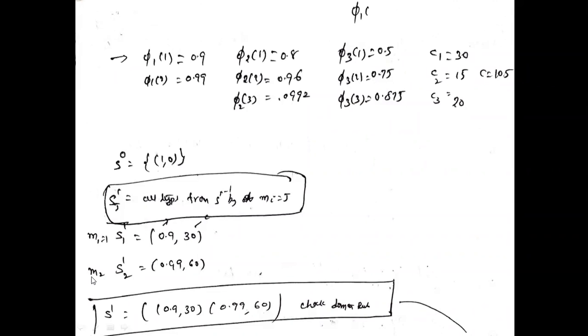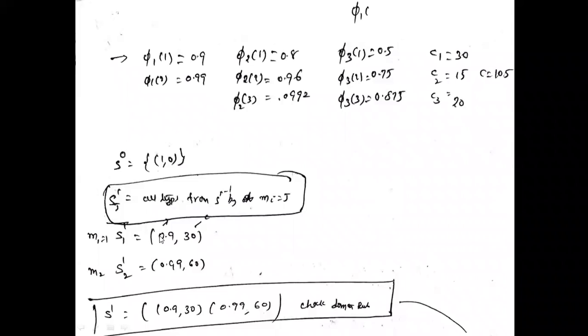Suppose you take two devices in the first stage, one device in the second stage, and one device in the third stage. The sum of the cost is 60 plus 15 plus 20, that is 95. So you check the domain rule: the sum of the costs must be less than or equal to the total budget of the system. The total budget of the system is 105.